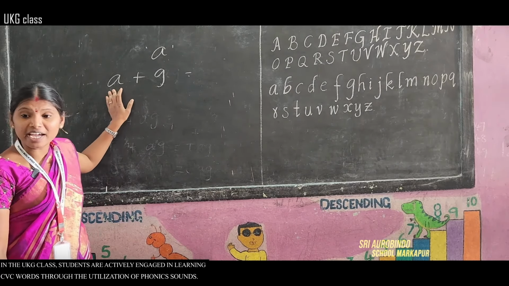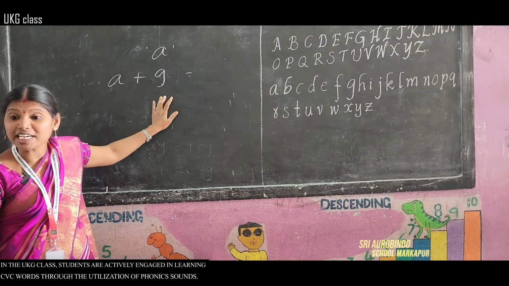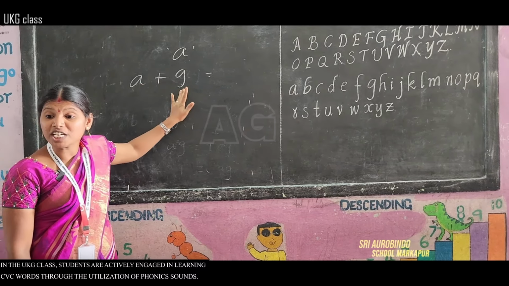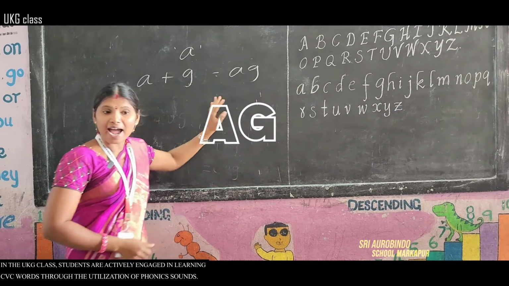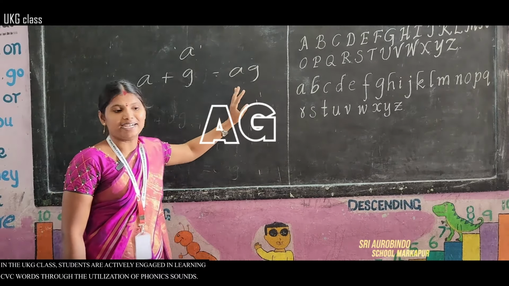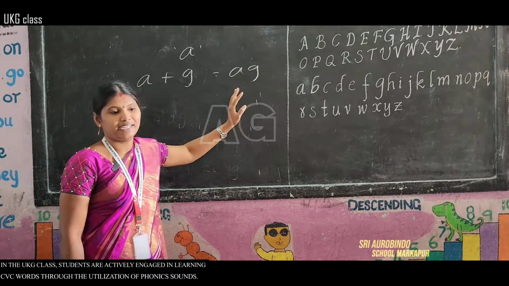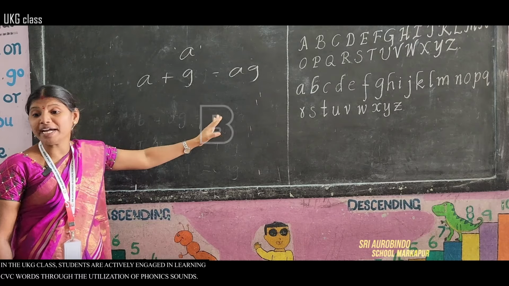What is the sound of A? A. What is the sound of G? G. A, G. Ag. If we add B before ag, what will happen?